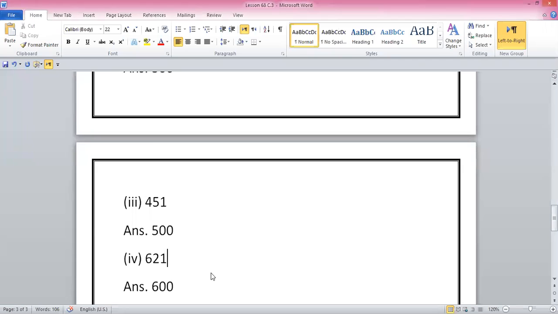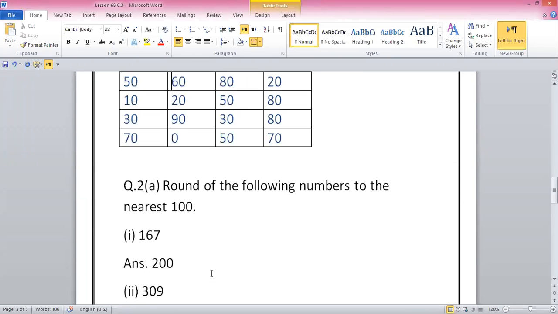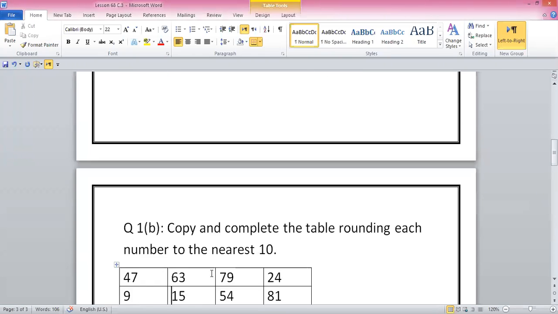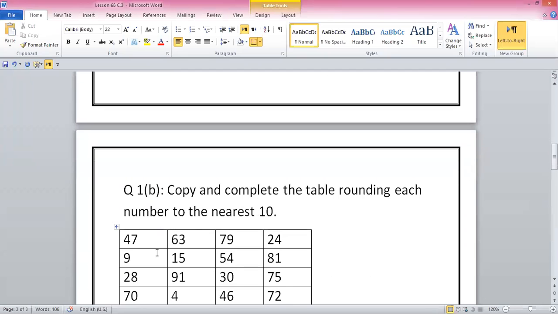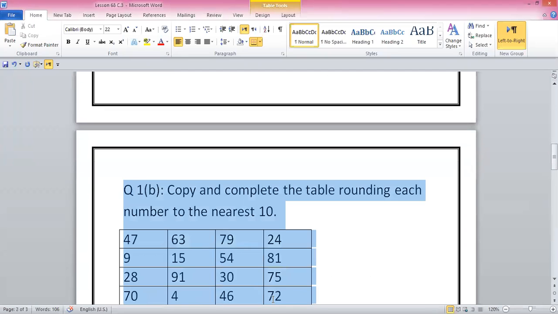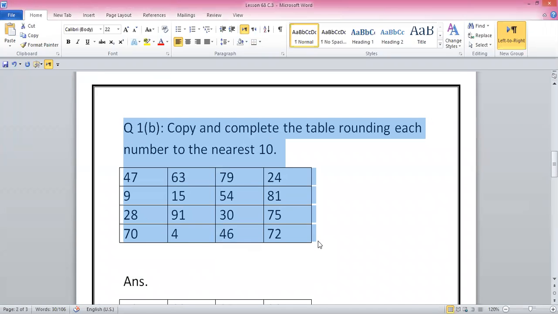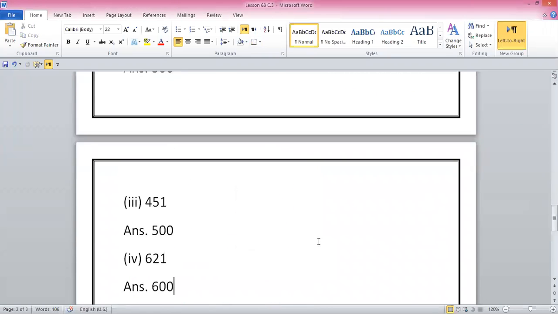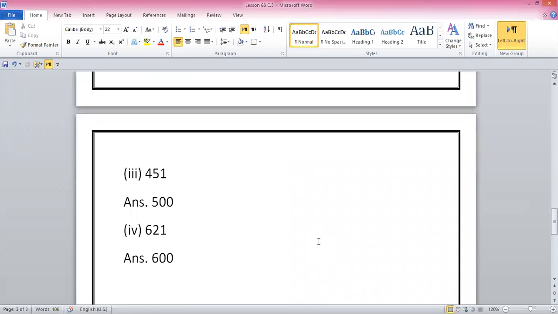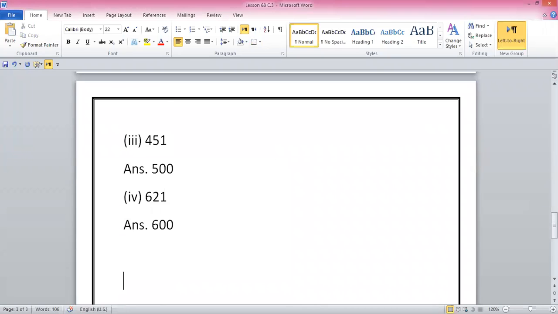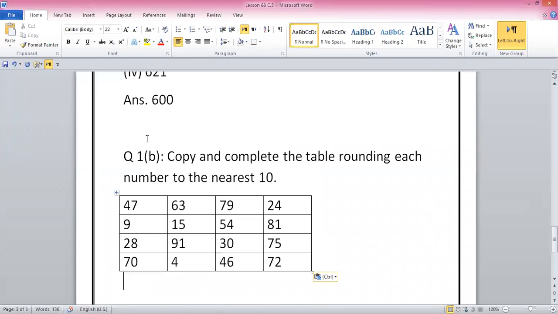Yes. Go up, sir. I cannot go up, okay? How go up? Question number 2. Sir, go to question number 2. I didn't finish question number 2, sir. Me too. Go to the question.